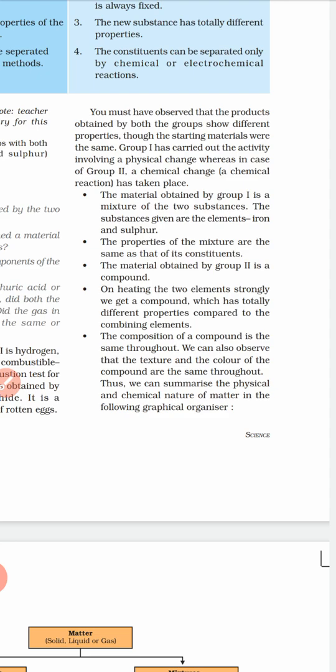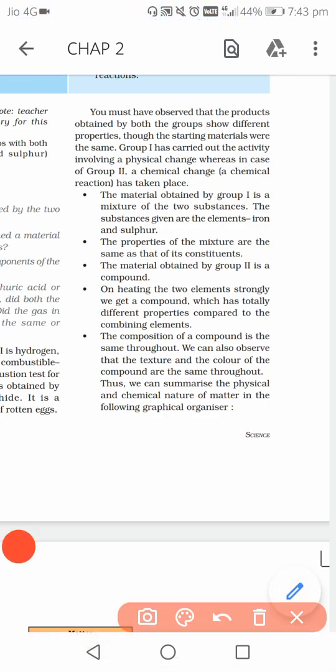The material obtained by group 1 is a mixture of the two substances. The substances given are the elements iron and sulfur. The next one: the properties of the mixture are the same as that of the constituents. Yes, because iron and sulfur retain their properties in group 1.